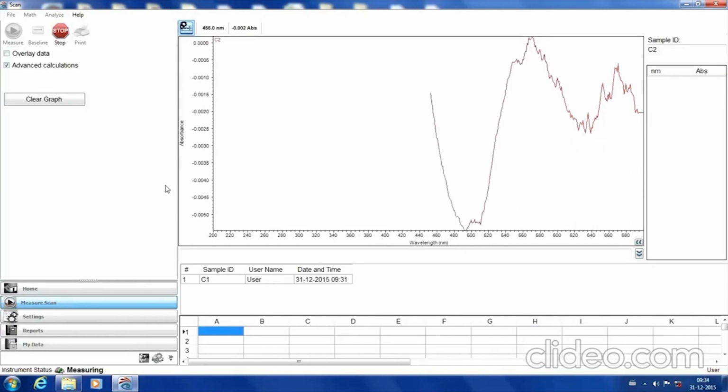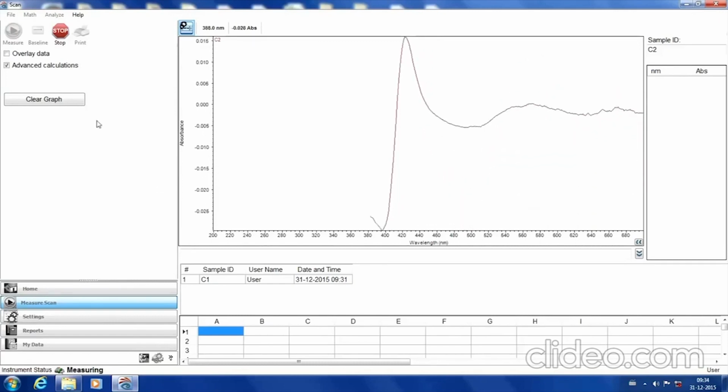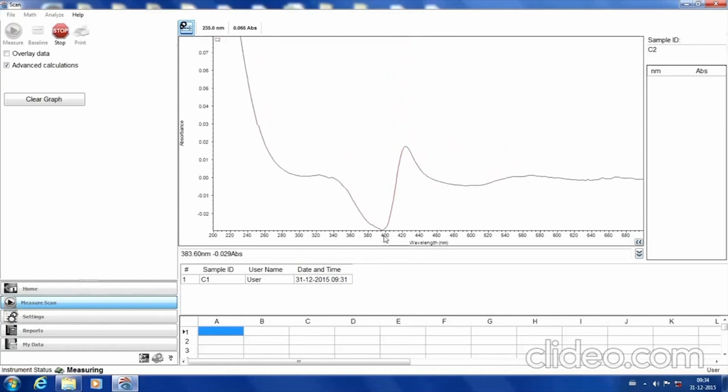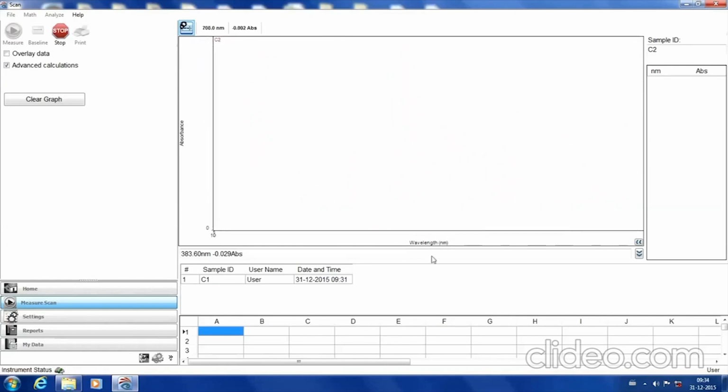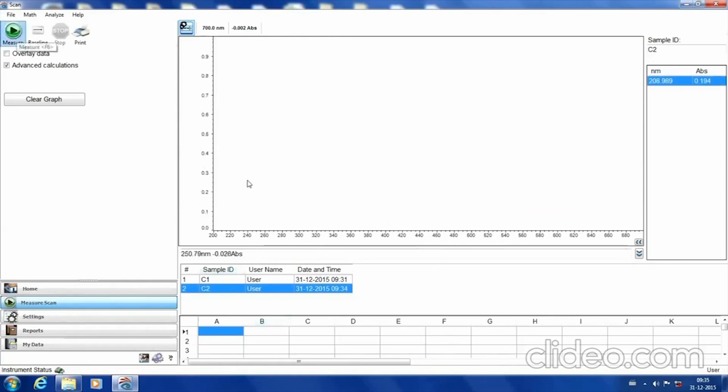Again, we will be expecting a dip at around 400. See this, at this concentration we got a nice dip in the peak at around 400 nanometer. Now we will use a few more concentrations of the ligand and watch the spectrum and the dip in the peak. So now we will take the spectrum for the next concentration.